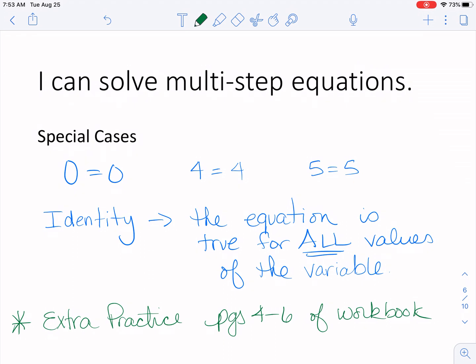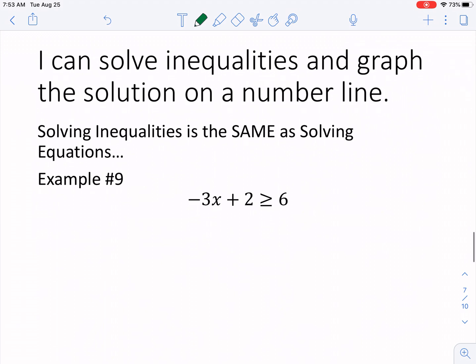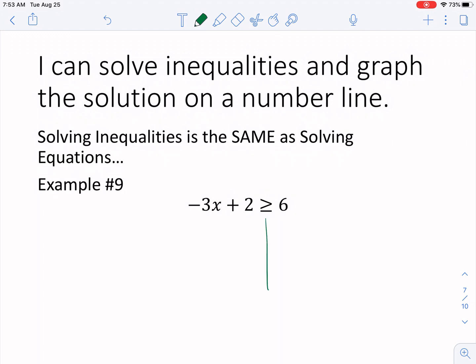All right, so let's get into solving inequalities. The cool thing about solving inequalities is it's the same as solving an equation. So I'm going to drop down my line. I'm going to subtract 2 from both sides, just like I would do in an equation. Negative 3x greater than or equal to 4. All right, I'm going to divide by negative 3.